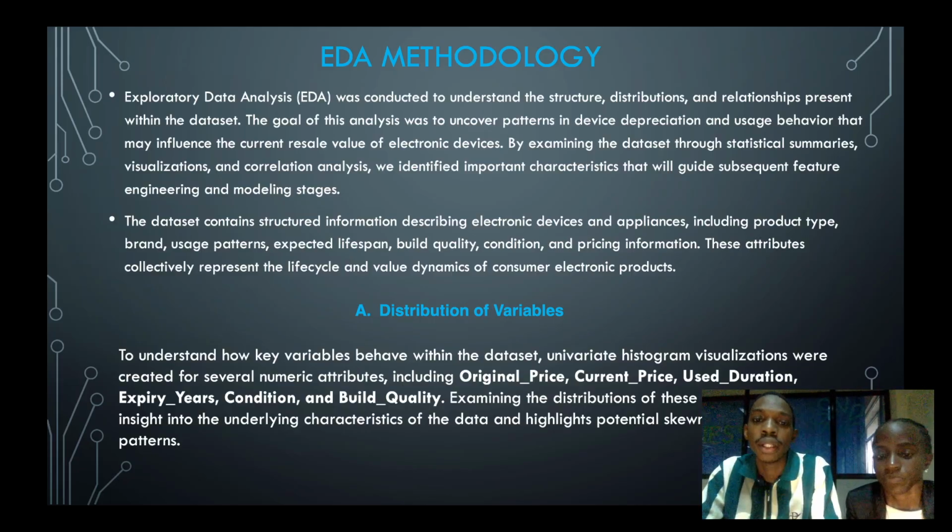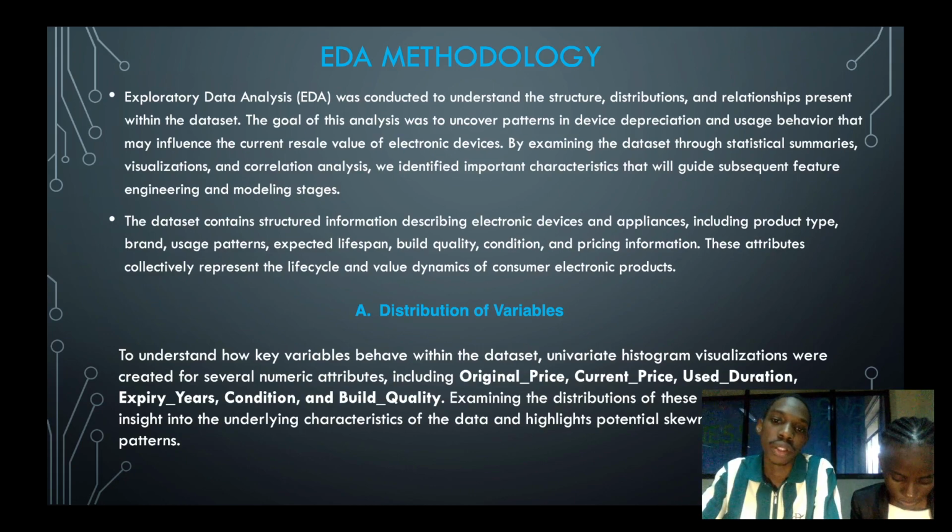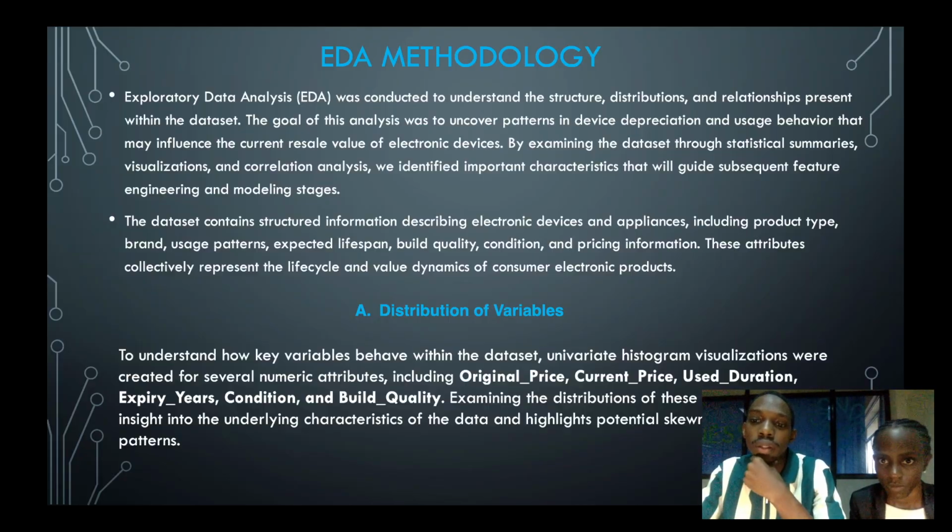So the EDA was conducted to understand the structure, distributions, and relationships present within the dataset. The goal of this analysis was to uncover patterns in device depreciation and user behavior that may influence the current resale value of the electronic devices. The dataset contains structured information describing electronics and appliances, including product type, brand, usage patterns, expected lifespan, build quality, etc. These attributes collectively represent the life cycle and value dynamics of consumer electronic products.